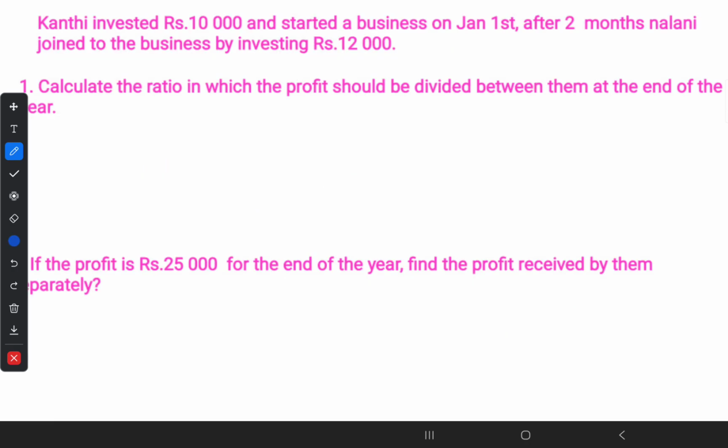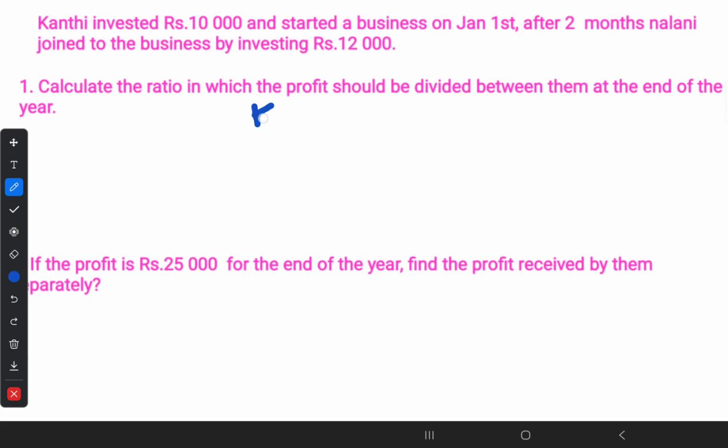Kanti invested rupees 10,000 and started the business on Jan 1st. After 2 months, Nalini joined the business by investing 12,000 rupees. Calculate the ratio in which profit should be divided at the end of the year. End of the year means there are totally 12 months. That is the total duration.